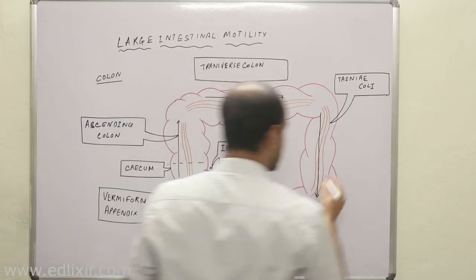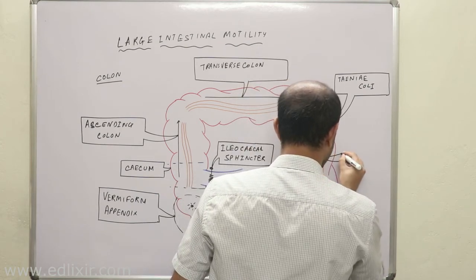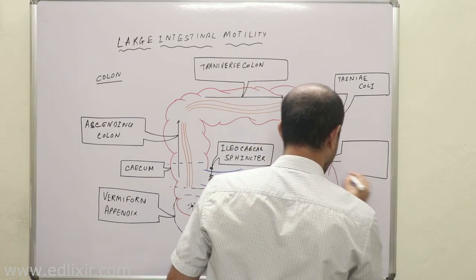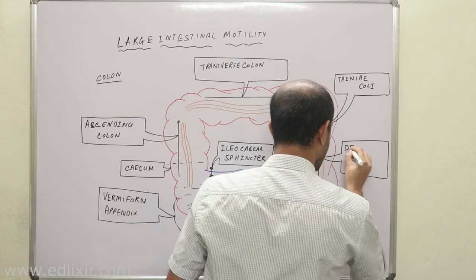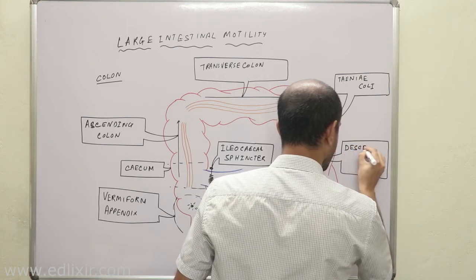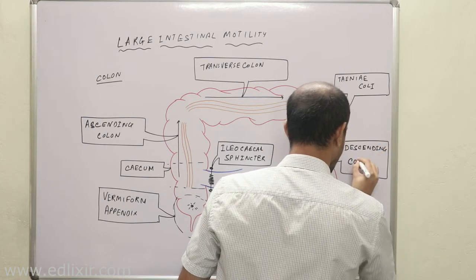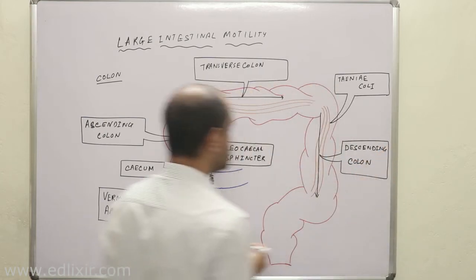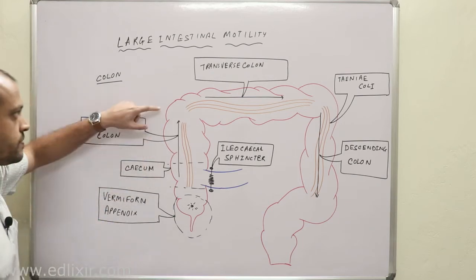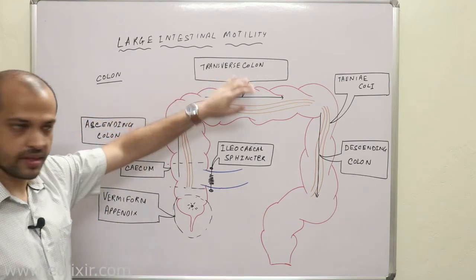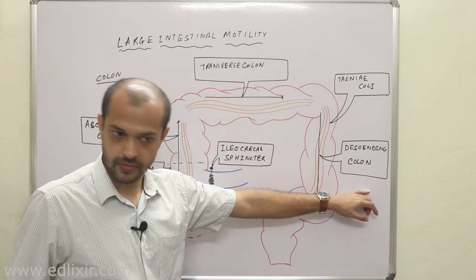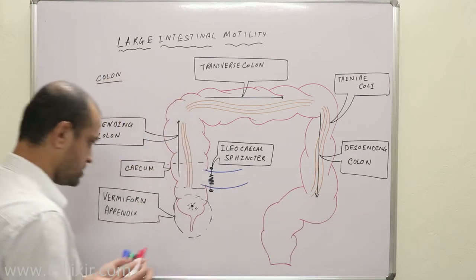Okay, and this is called descending colon. This is called ascending colon, this is transverse colon, and this is descending colon. Clear? Now listen with all your attention.